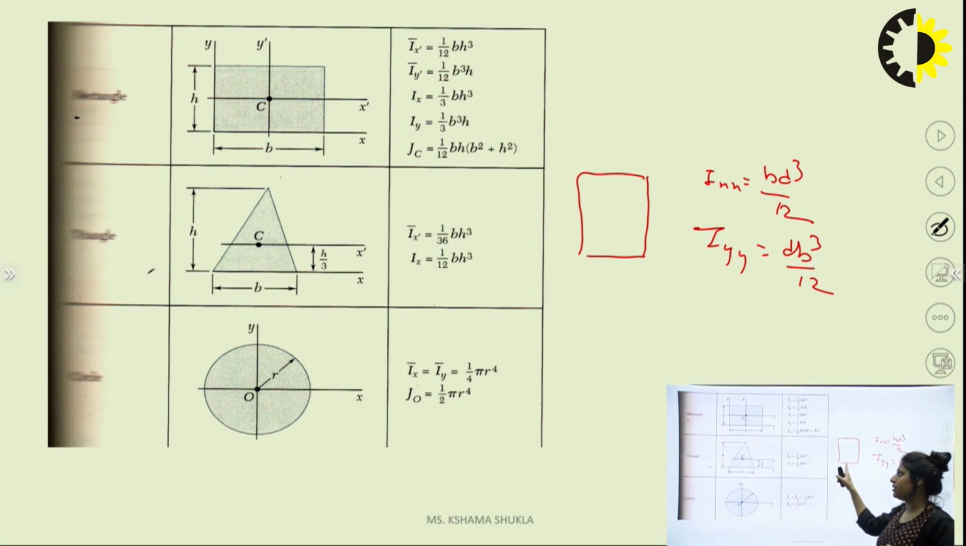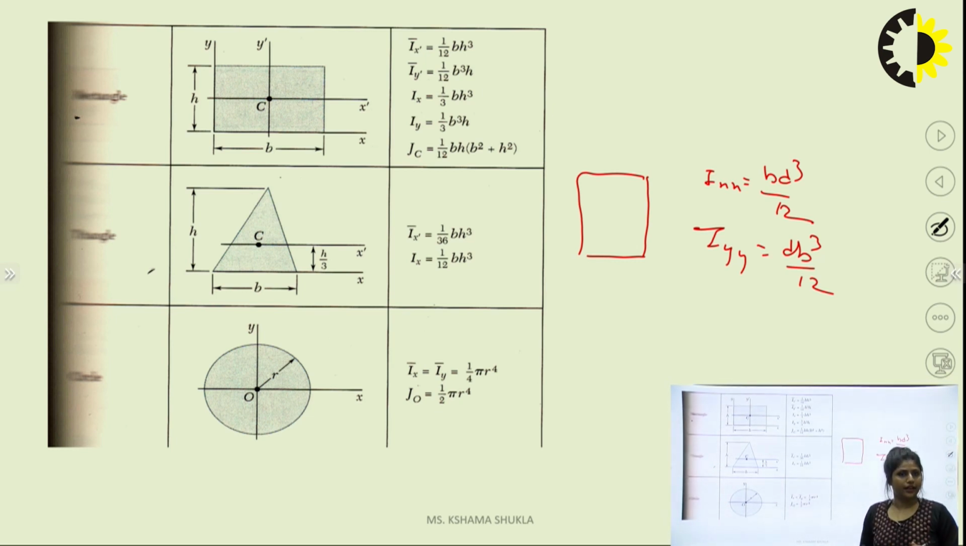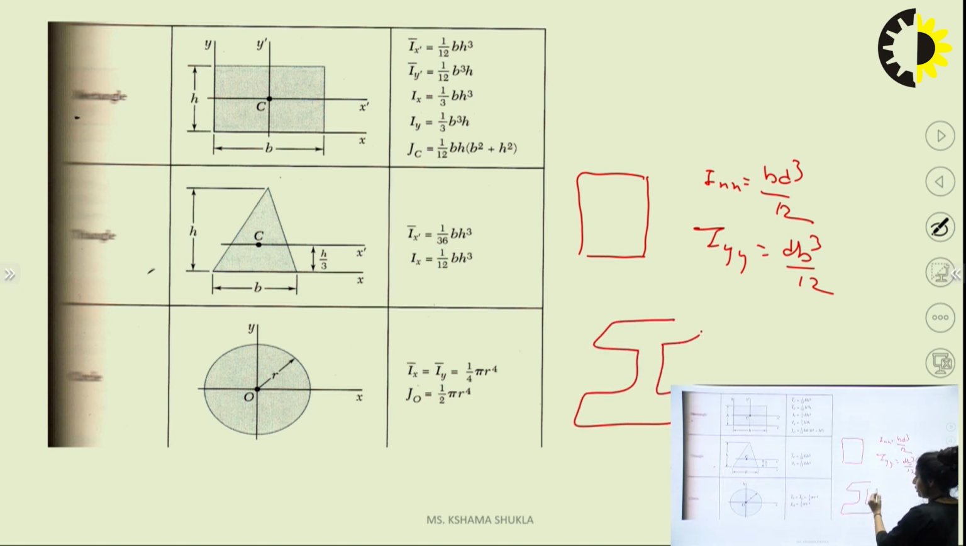These are the standard sections: rectangular section, triangular section, circular section. Our question that comes in AKTU is like the I section. We need to find out the moment of inertia of the I section. We can say that 3 rectangles are there, so we need to find the moment of inertia of 3 rectangles. We can easily find the answer to such questions in AKTU.